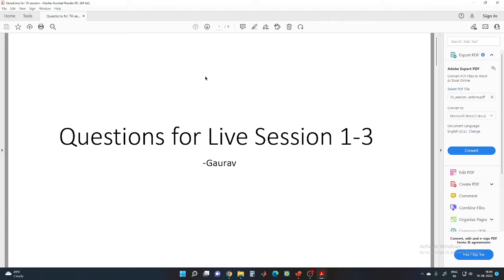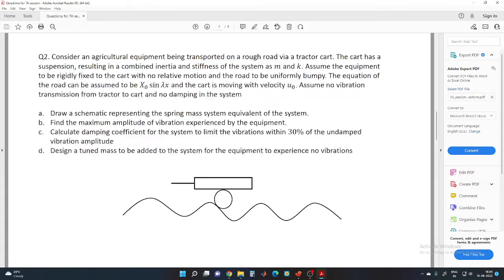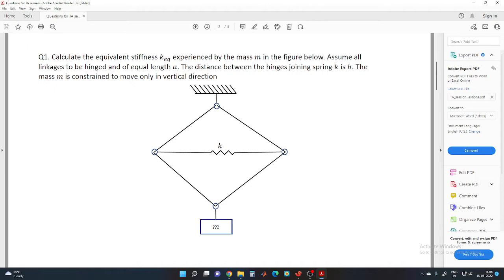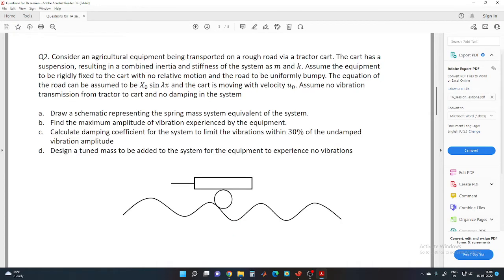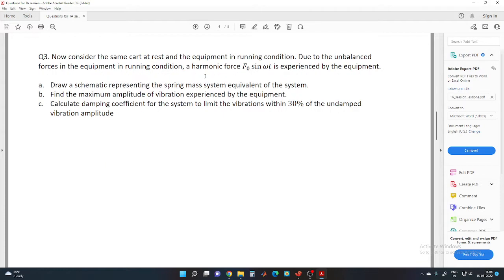this session. So if you remember, we had solved the first problem of calculating the equivalent stiffness. Then we had the second problem with the cart being dragged on a rough road, which turned out to be a base excitation of a spring mass system. Then we had the third part, which is a usual spring mass system.